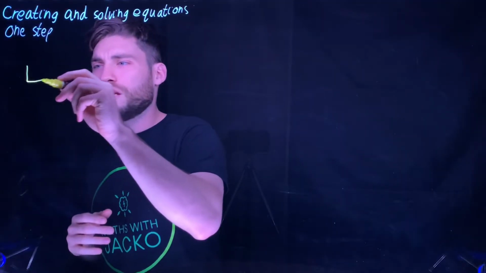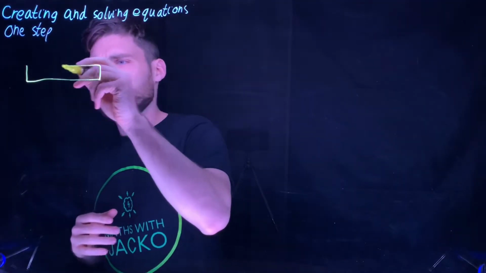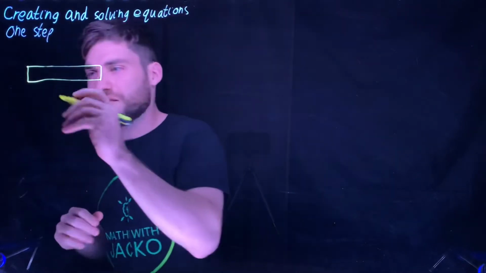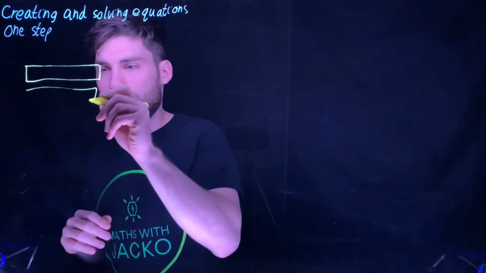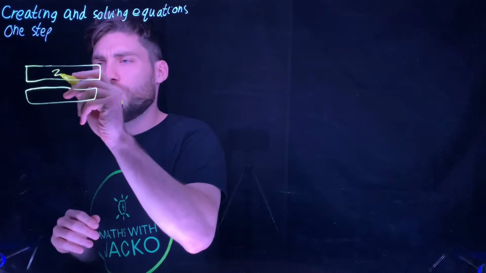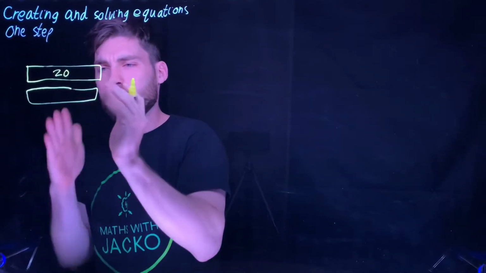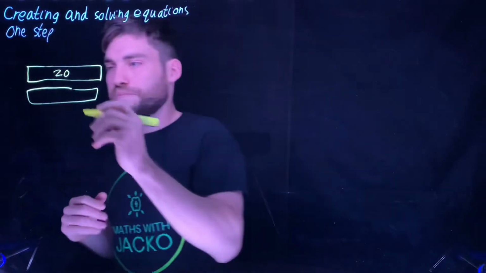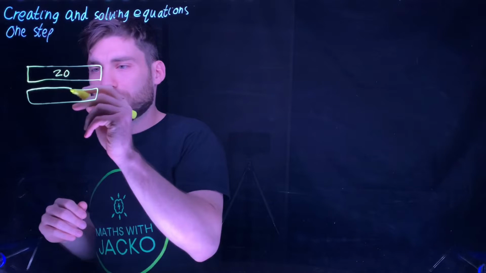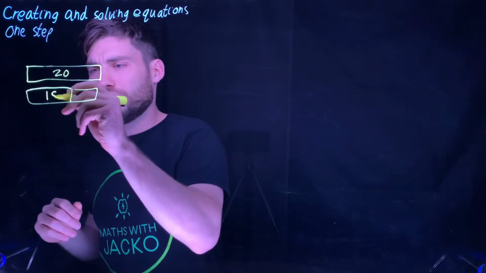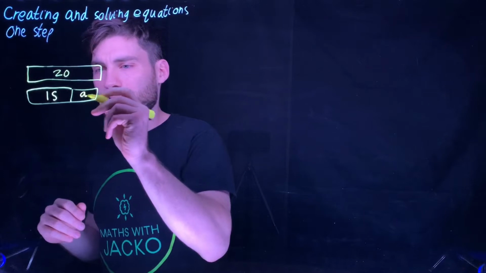Okay, this will really help to get that understanding of how to create an equation, and what an equation actually is. So, two bars, like so. We can see this bar is worth 20. Now this bottom one is worth exactly the same as the top one. However, it's split up slightly differently, so we know this part here is 15, and this is the letter A.